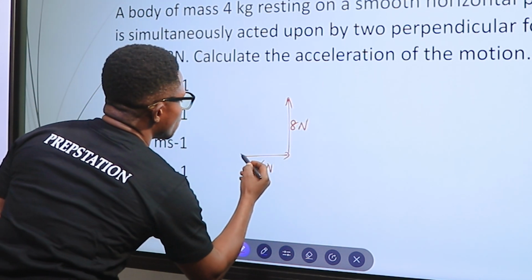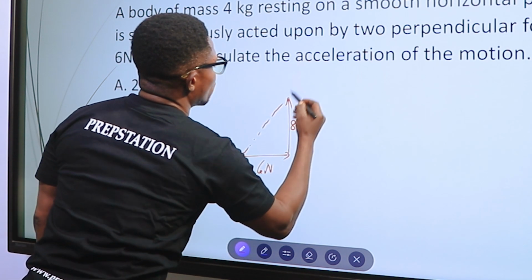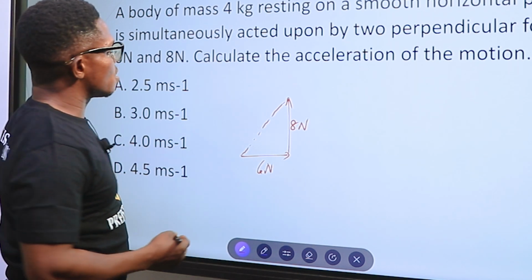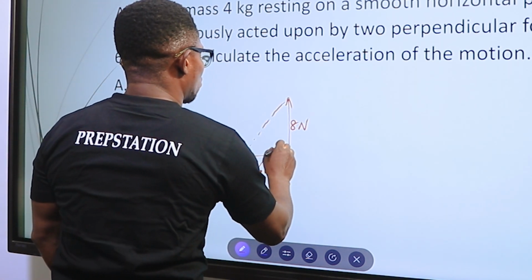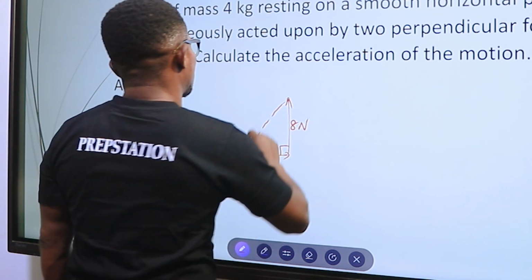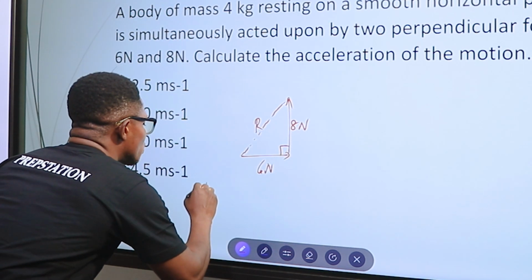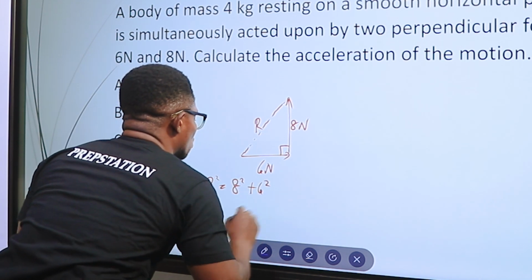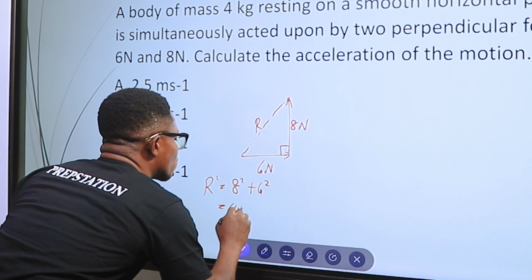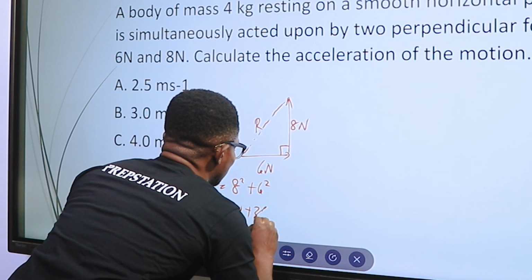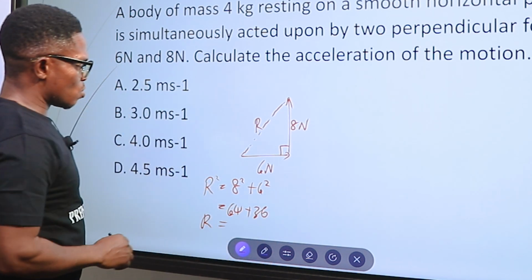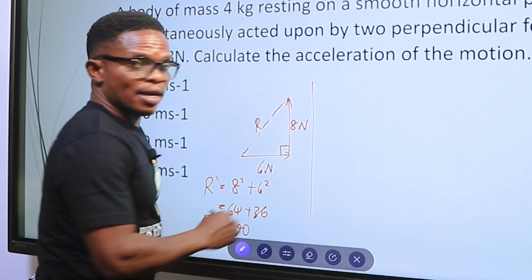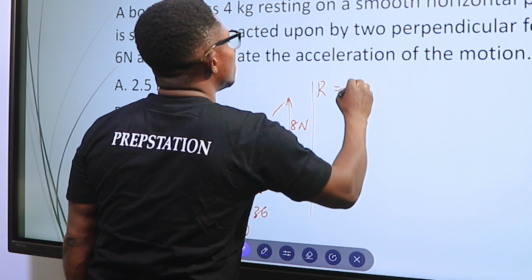So the resultant vector will be a line drawn from this point to this point. So what do? Find the resultant force. Since this is a right angle triangle, simply apply what? Pythagoras theorem. Let's call the resultant R. So R squared will be equal to 8 squared plus 6 squared. This is 64 and this is 36. So R will give us what? This is 100. Okay. So R is equal to 10 Newton.